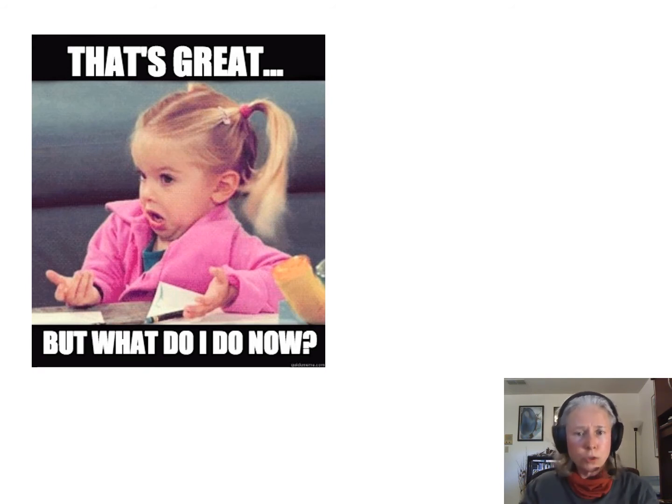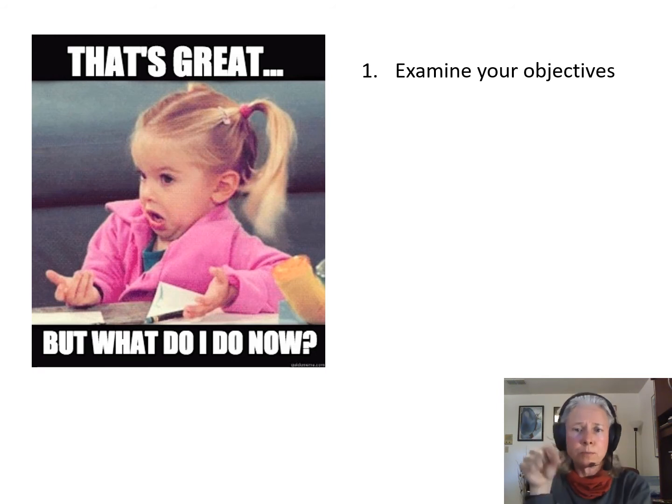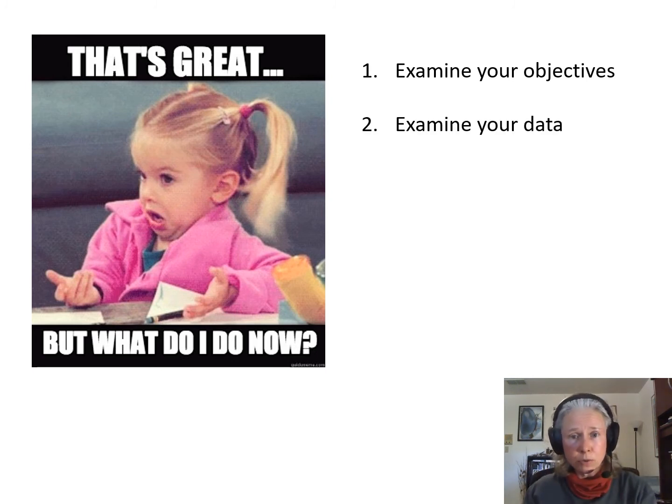And so what you need to do is, first off, examine your objectives. Are you interested in looking at just richness or just evenness or everything? You need to examine your data. Do you have incidence data, occurrence data? Do you have abundance data? Do you have lots of zeros? All that kind of stuff.